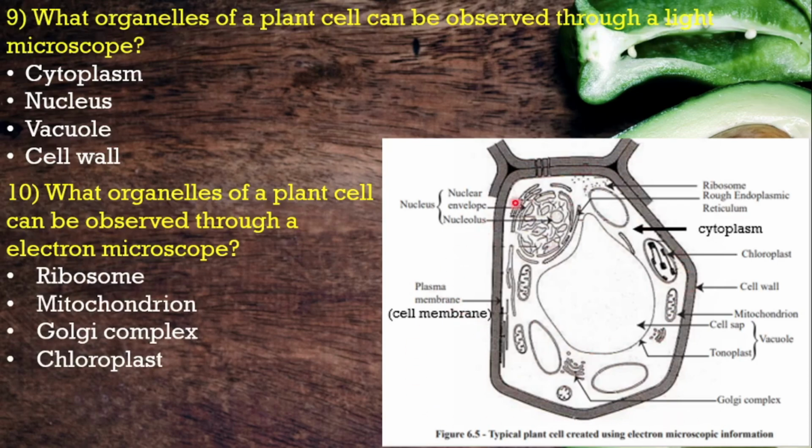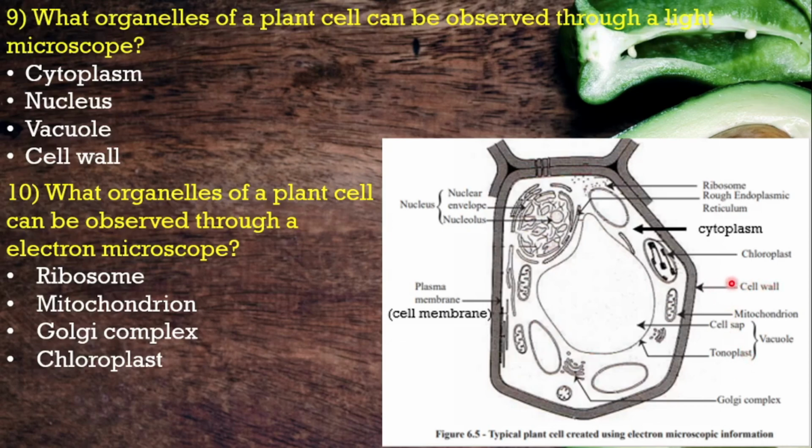Look at this picture here. This is a picture of a typical plant cell using electron microscopic information. As you can see here, this is the vacuole. You see here, the liquid inside the vacuole is called the cell sap, and the membrane around the vacuole is called tonoplast. These two are regarded as vacuole. So remember, there are two parts of vacuole, cell sap and tonoplast.